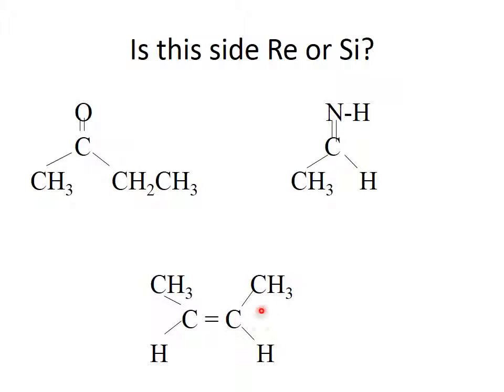If I look at this, hydrogen is lowest priority. This side is highest priority. The rotation on this carbon is, that's clockwise. So this is re for this one, si for this one. But the entire molecule is symmetrical, so there's no re or si face because one side is identical to the other. So re, si, re, but there's no face on this molecule, so the entire molecule.